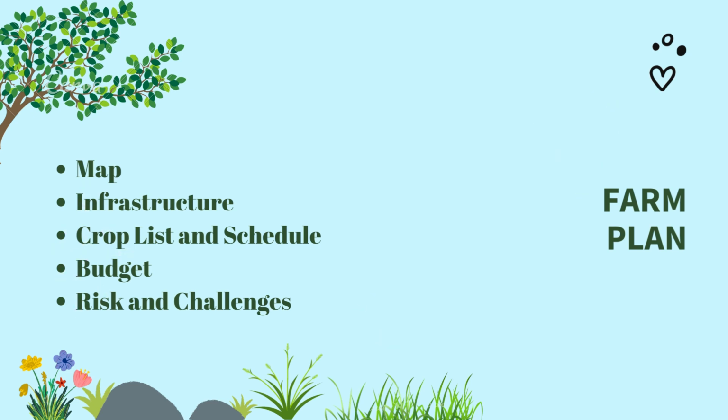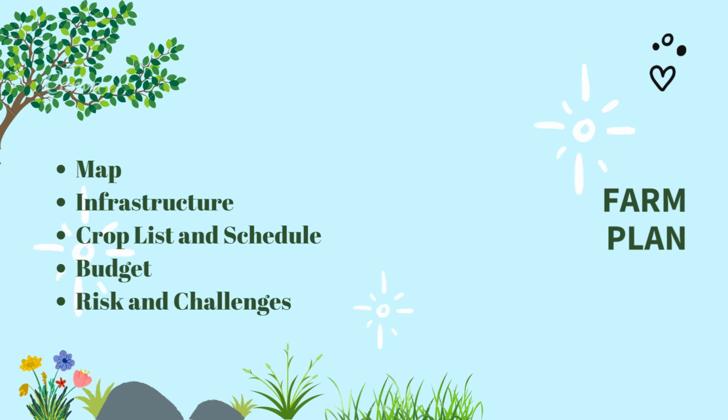The plan should also include a list of the crops you plan to grow, along with their planting and harvesting schedules. It's important to consider market demand when selecting your crops, as well as factors such as climate suitability and soil type. In addition to crop selection, your farm plan should also include a budget for inputs such as seeds, fertilizers, and labor. This will help you estimate your revenue and make informed decisions about your farm's future.